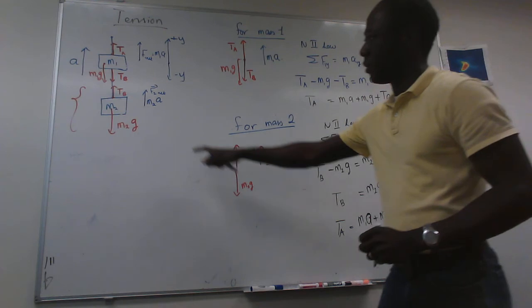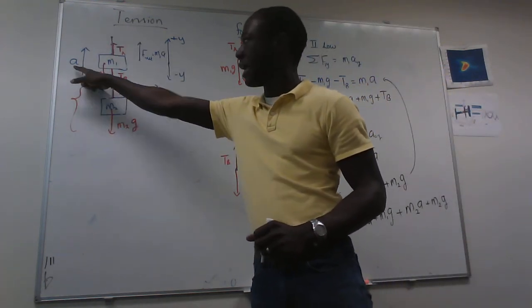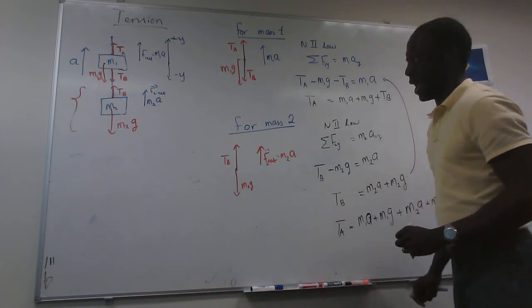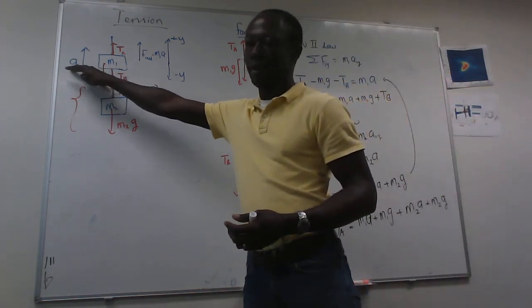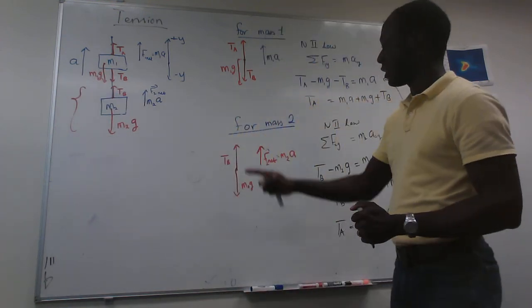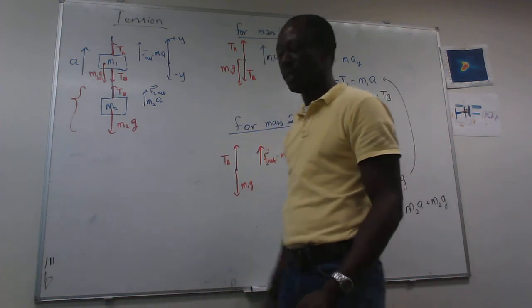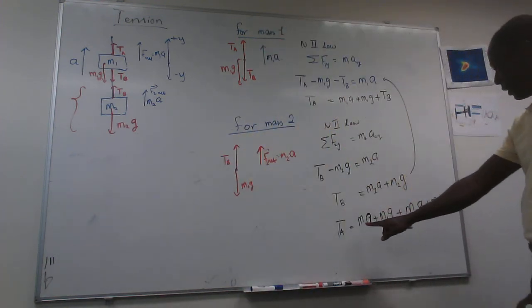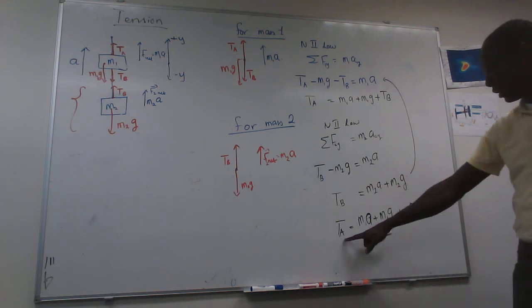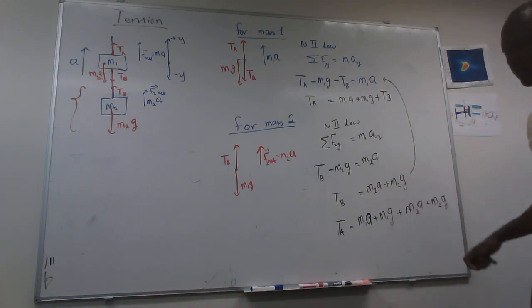So this is a case where the whole system is accelerating up. If the whole system was accelerating down, this A will be negative. And if the whole system was moving with the same velocity, this A will be 0. And if the system was just standing still and not moving at all, the acceleration will still be 0. And so putting 0 for A, these terms will cancel out, and the tension will be equal to the weight of the object 1 plus the weight of the object 2.